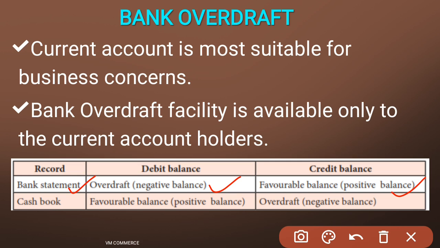In the cash book, you already know that in the triple column cash book, or whatever the cash book may be, on the debit side we enter the receipts and on the credit side we enter payments. So the cash book is reverse. A cash book showing a debit balance means it is a favorable balance. We know the rule already, the cash book always shows a debit balance only. So a cash book debit balance means a favorable balance. A cash book credit balance means the payments column is more than the receipts column, it is an overdraft, a negative balance in the cash book.